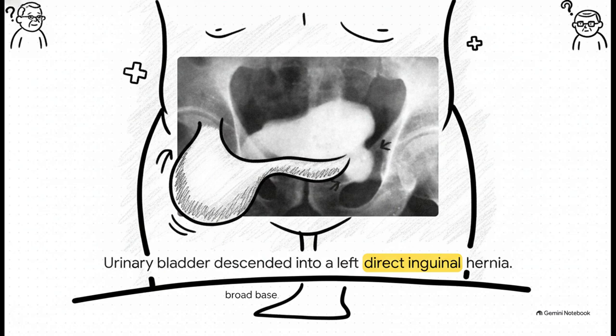Direct hernias are super common in older patients. They have a really broad base, which is good news because they're less likely to strangulate. But they can drag surrounding anatomy along for the ride. Check out this image. It's a cystogram showing a chunk of the urinary bladder literally pulled right down into a left direct inguinal hernia. Wild, right?